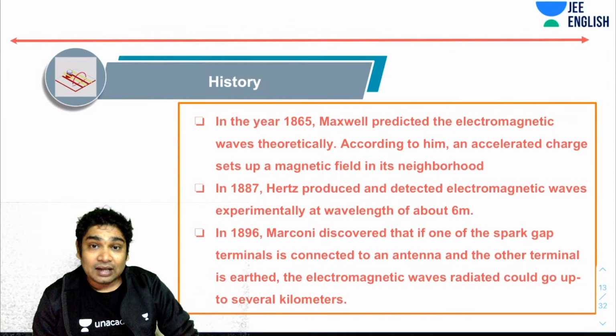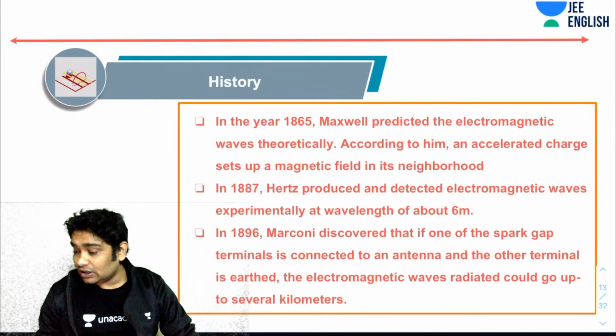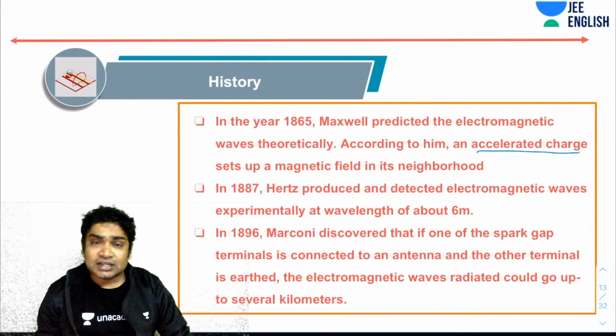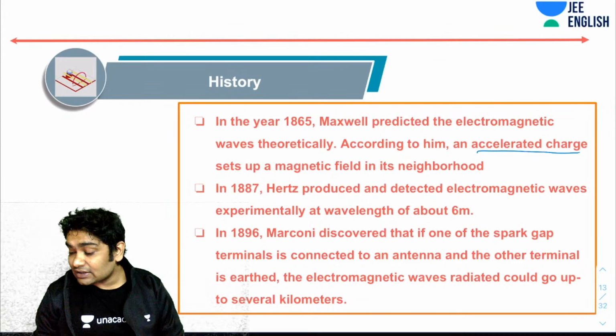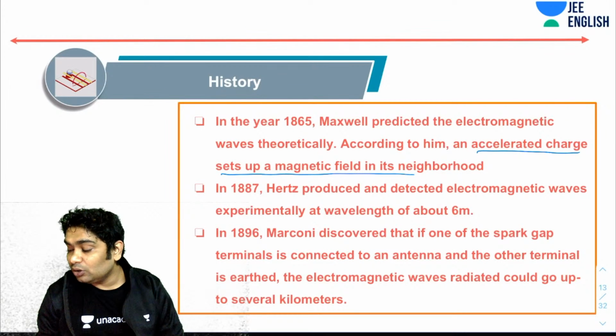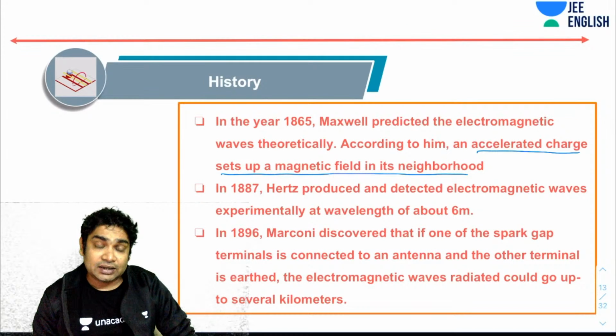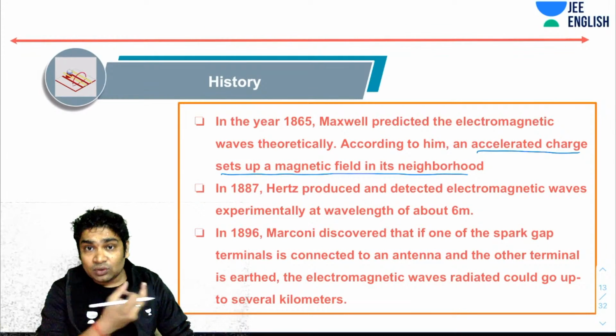According to him, how is an electromagnetic wave produced? He proposed that any accelerated charge, whenever the charge accelerates, sets up a magnetic field in its neighborhood. Right? We know a moving charge is essentially equivalent to a current flowing, right?